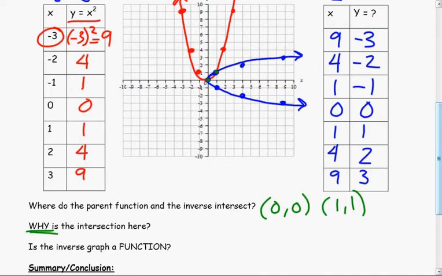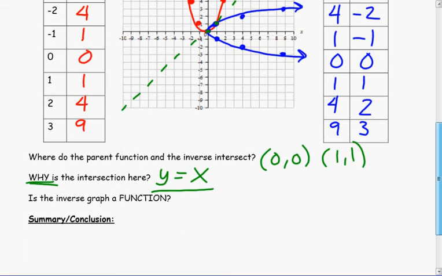So when we answer the question, why is the intersection here? It's because this is where y equals x. And that, if you remember, is the line that goes through the origin with the slope of 1 that serves as the line of reflection for a function and its inverse.